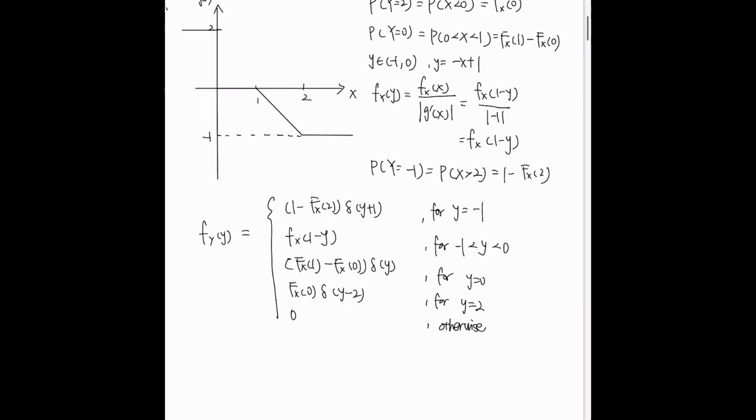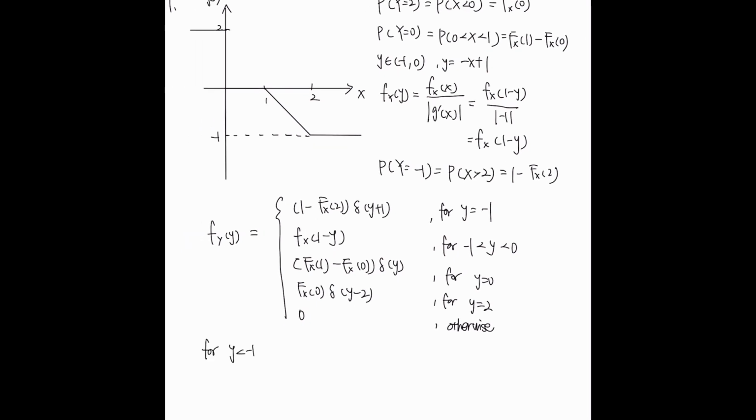And then we need to find the distribution function of y. So we can see for y less than negative 1, F_Y is 0. And for y greater than or equal to 2, F_Y is 1. For y greater than or equal to negative 1 and less than 0, F_Y of y equals the probability of Y less than or equal to y.